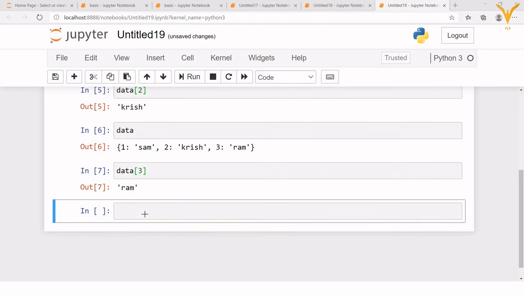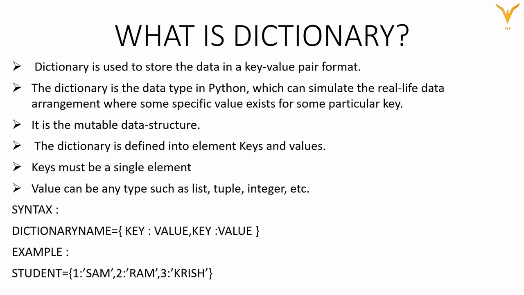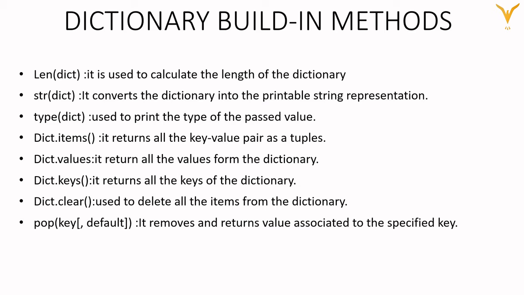Now let's move to the next topic, that is dictionary built-in functions. These are some of the dictionary built-in functions. First is len, which is used to calculate the length of the dictionary. Second is str, which converts the dictionary into a printable string representation. Next we have type, which is used to print the type of the data. Next we have items. It will return the key value pairs as tuples. It means it will return the complete dictionary, all the values from the dictionary, including keys also.